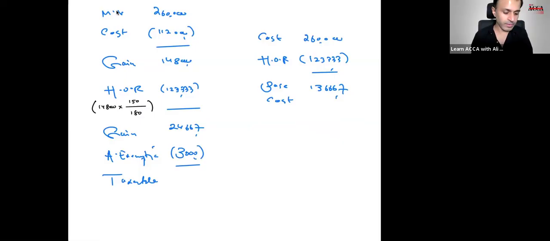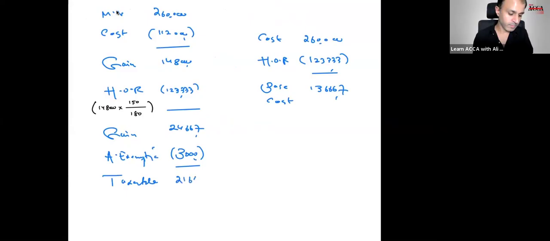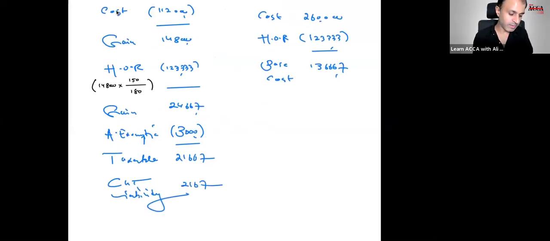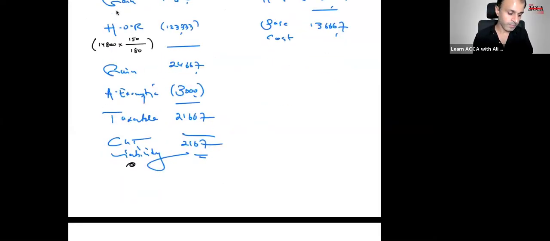In the same question, another relief will be applied. It's 21667. The capital gains tax liability at the rate of 10% will become 2167. Because we have applied the business asset disposal relief over here, BADR, business asset disposal relief, 2167.